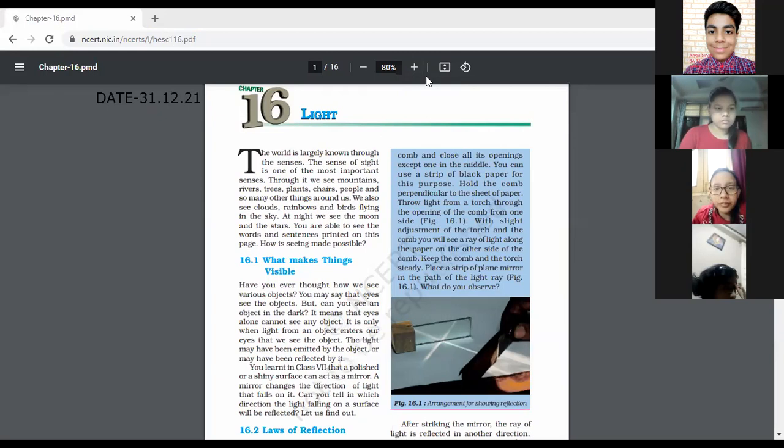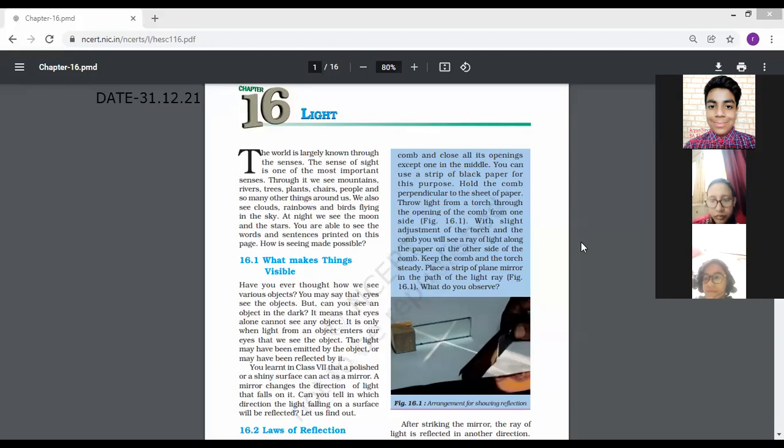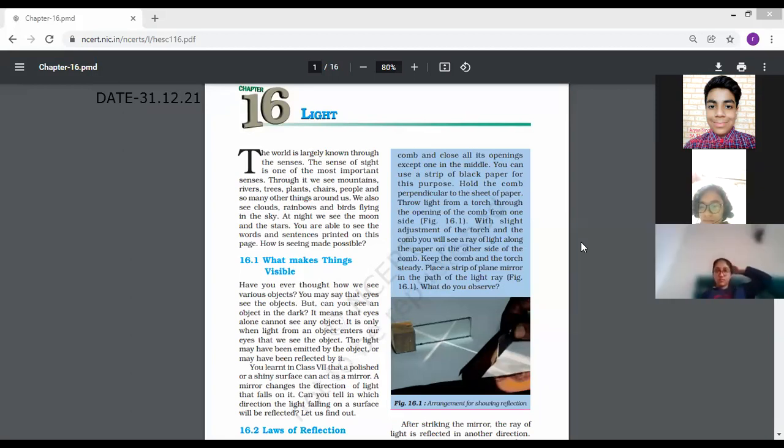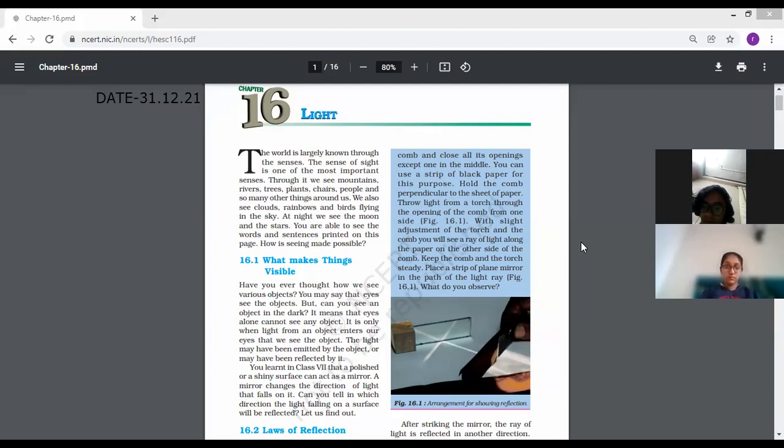Ivanshi Harin Singh, yes, continue. Have you ever thought how we see various objects? You may say that I see the object, but can you see an object in the dark? It means that I alone cannot see any object. It is only when light from an object enters our eyes that we see the object. The light may have been emitted by the object or may have been reflected by it.